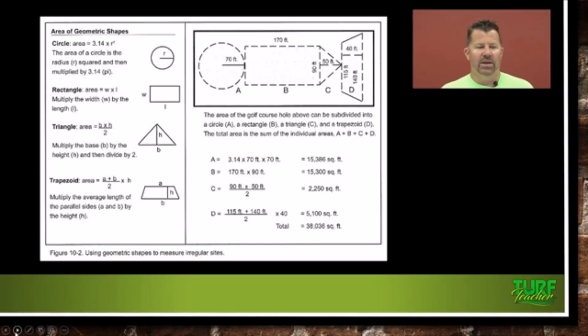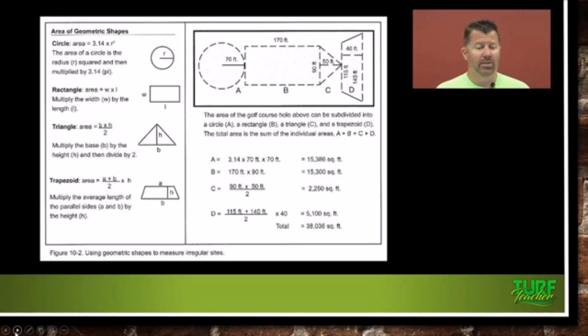The area of a rectangle is length times width. The area of a triangle is base times height divided by 2. And then the trapezoid, you have a plus b divided by 2 multiplied by the height. And specifically for the triangle and the trapezoid, notice where the letter B is, the letter A, and the letter H. That will help you to determine your square footage.